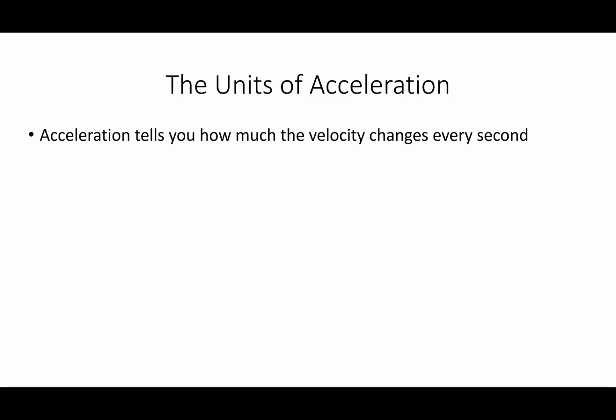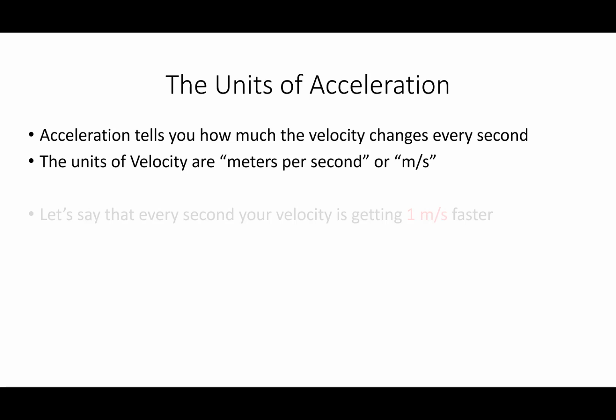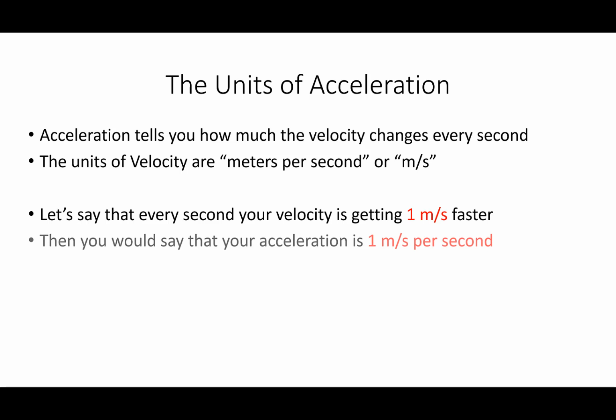The units of acceleration you can figure out just by thinking about it. Acceleration tells you how much the velocity changes every second, right? So velocity is in meters per second. Let's say that every single second your velocity gets 1 meter per second faster. Well, then you could say that your acceleration is 1 meter per second per second, because every single second you are going 1 meter per second faster.